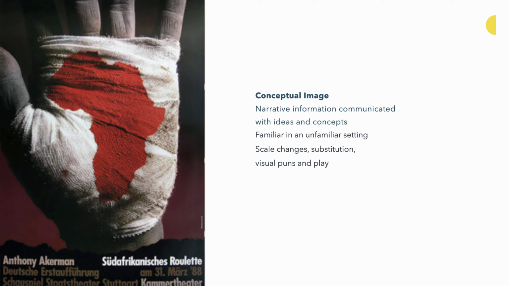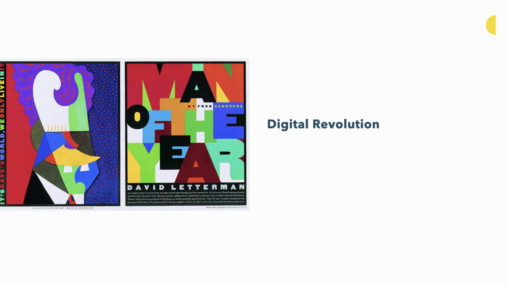When you look at a piece like this one, which is about apartheid, we look at it and we say, wow, that blood stain is in the shape of the continent of Africa. What a conceptual way to talk about apartheid. And we see the familiar, the continent of Africa, in an unfamiliar setting on this bandage. And we see scale changes, substitution, visual puns, and play. Illustration is also very big in this style. When we see the typography, it might look something like this. It could have a very illustrative quality to it.